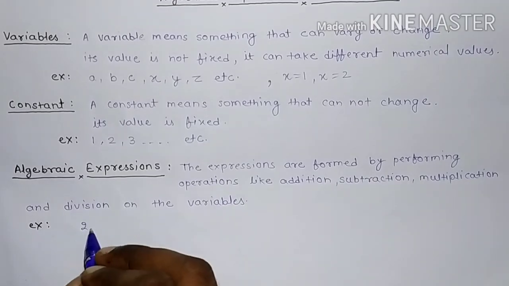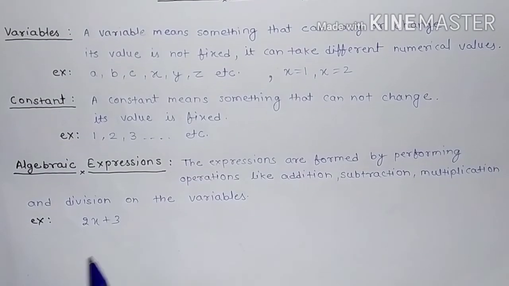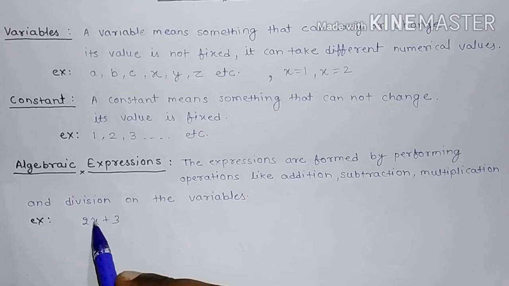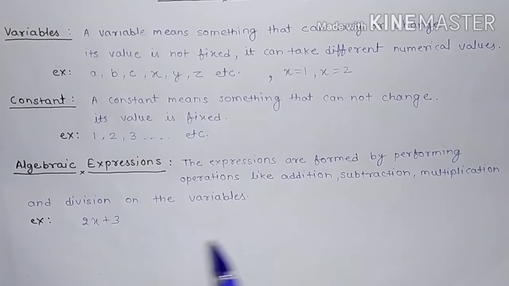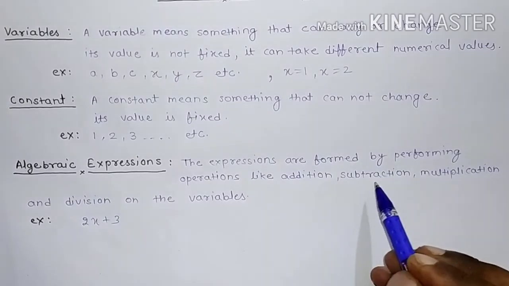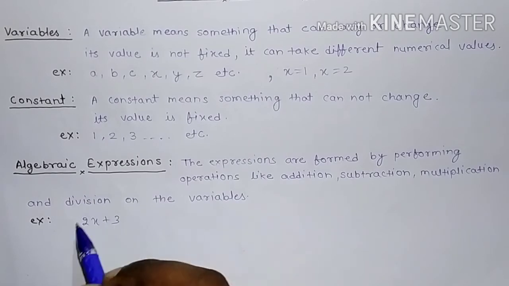Let's take an example. Let's suppose 2x plus 3. This is an algebraic expression where 2 and 3 are the constants, x is a variable and plus is the addition sign. Now this is the combination of variable, constant and operations like addition, subtraction, multiplication and division. Now this is an algebraic expression.